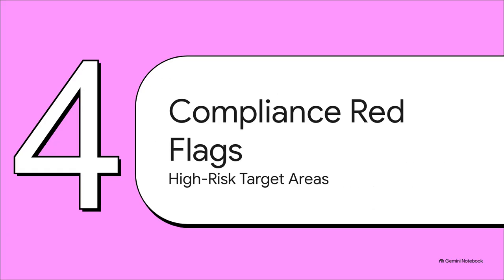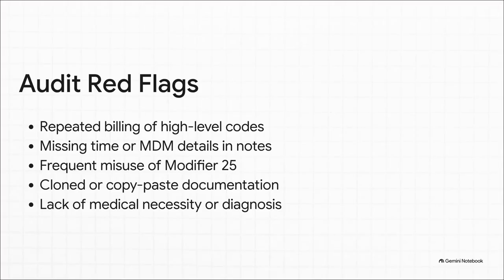Section 4, high-risk compliance red flags. So, what exactly triggers an aggressive audit? Well, these vulnerabilities are giant, flashing neon targets. If a provider is constantly billing level 4 or 5 codes for nearly every single patient, audit algorithms will instantly catch that anomaly. Note cloning, which is copy-pasting documentation from previous visits without actually updating the current patient status, or heavily relying on templated over-documentation, is a massive vulnerability.